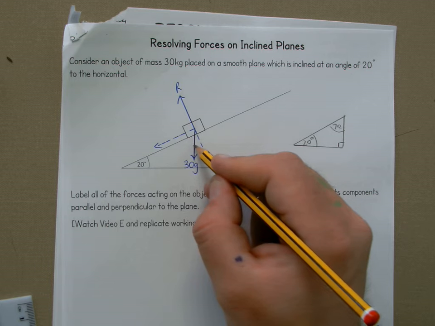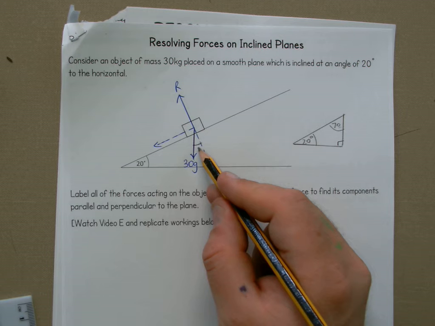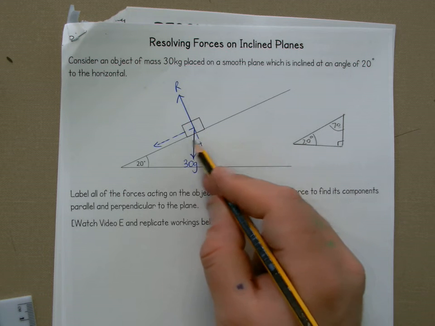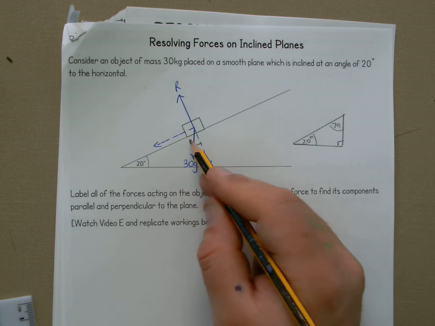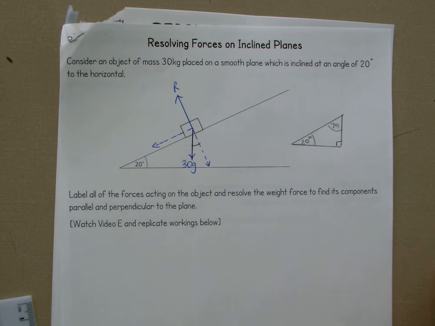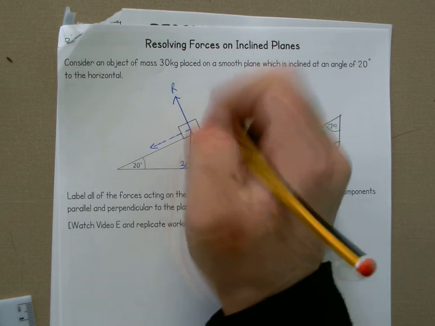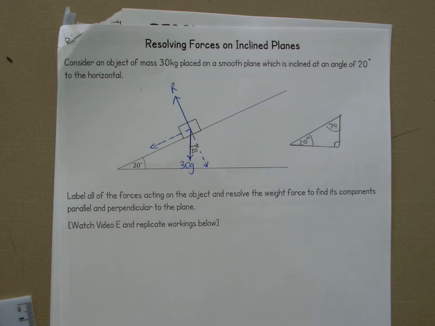So if that's 70, let's think about what this angle would be. This angle would have to be 20, because if that's 70, that's got to be 20, since we've got a right angle here. That dotted line is perpendicular to the road, so 70 here would make that 20. And that's always going to be the case. This angle here to that dotted line will be the same as that angle there. So let's work out what these components of the weight are.